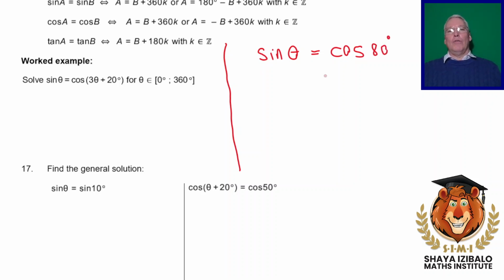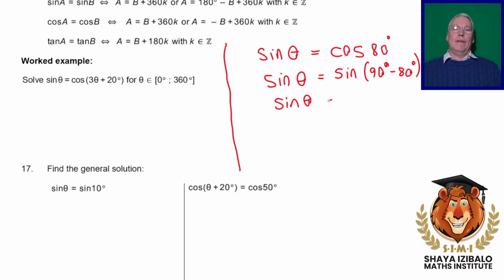Now, the first thing we could do is we could change this into sine using our co-ratios. Remember that sine of 90 minus an angle is the same as cos of that angle. So, in other words, cos of 80 is the same as sine of 90 minus 80. Right, and 90 minus 80 is just the same as 10. Okay, so now we've got sine theta is sine of 10. And that is a whole lot better.